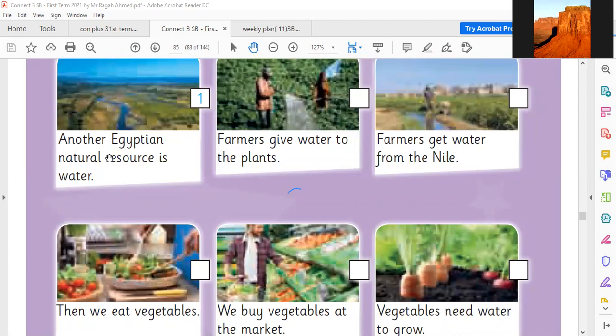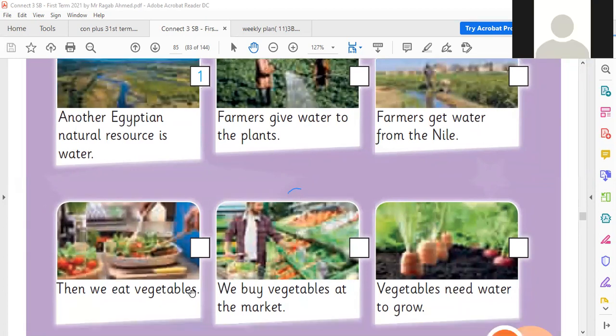After this, what happens? Farmers give water to plants or farmers get water from the Nile? Think. I will ask you to answer. After farmers get water from the Nile, we eat vegetables or we buy vegetables or vegetables need water to grow? Now I will ask you to answer. You have to tell me what is number 2, 3, 4, 5, and 6. If you want to answer, raise your hand.